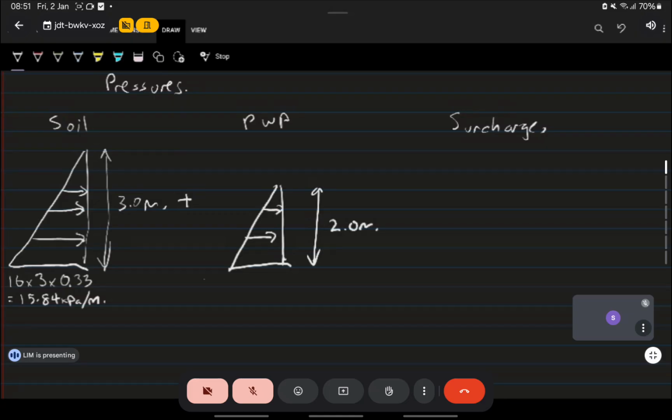So water density, we take it as 10, times 2, times, what? Do you have to multiply pore water pressure by Ka? I can't remember. You have to multiply by Ka or not? I think you do, but I forgot. Anyone, can you help me?